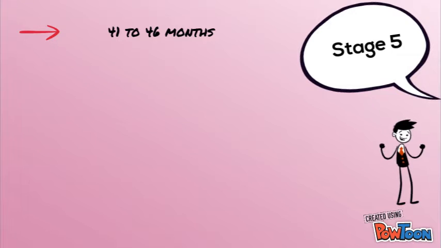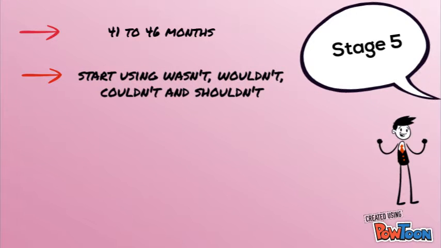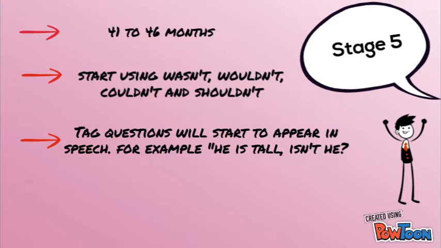In stage 5, which is the last stage of Brown's stages of a child's language acquisition, children are aged between 41 to 46 months old. Children will start using wasn't, wouldn't, couldn't, and shouldn't. Tag questions will start to appear in their speech. For example, he is tall, isn't he?